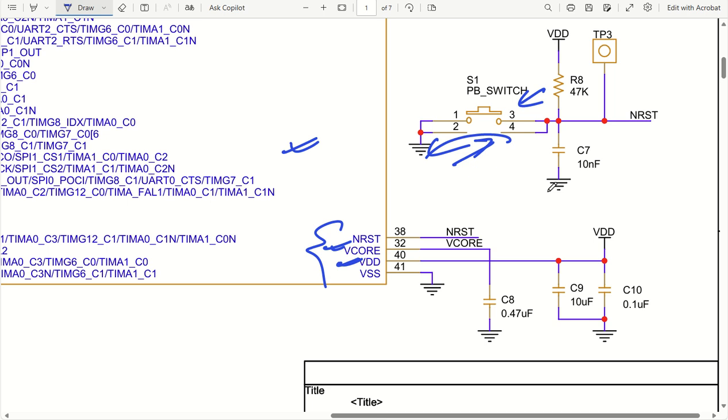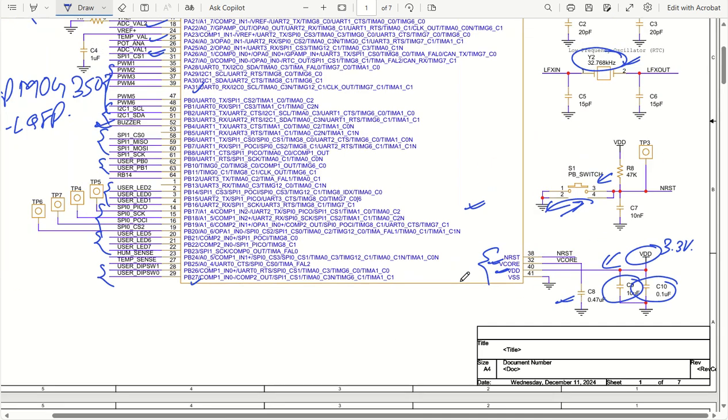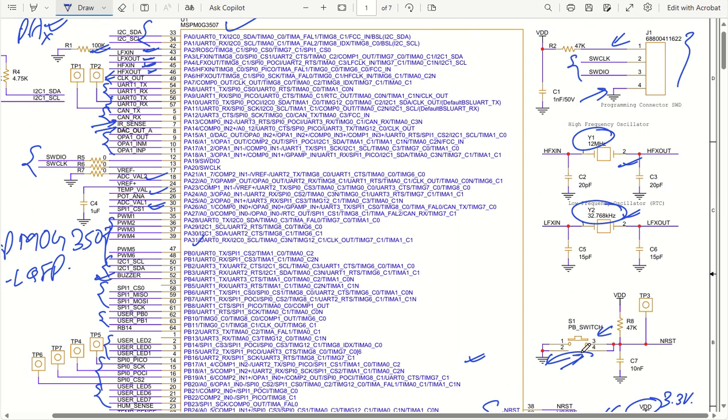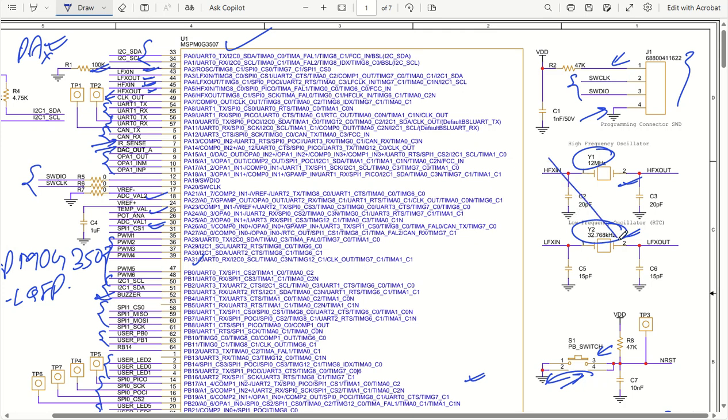Okay. Now coming back to the power supply of this IC, we have the VDD pin. VDD is nothing but your 3.3 volt with one 10 microfarad bulk capacitor plus 0.1 microfarad decoupling capacitor. Okay, and then VCORE is used, which requires 0.47 microfarad. So this was all about the power supplies, then programming and oscillators, and we have the NRST pin. If you do not want to use the external oscillator, you can remove them and use the internal oscillator of the IC. Okay, so right now I'll just keep it as it is, not a problem.